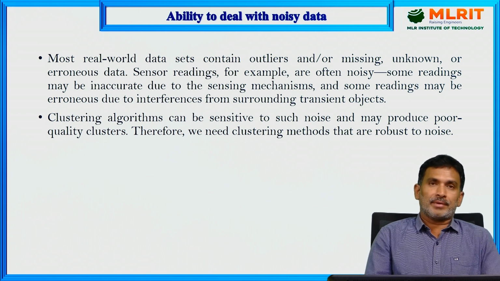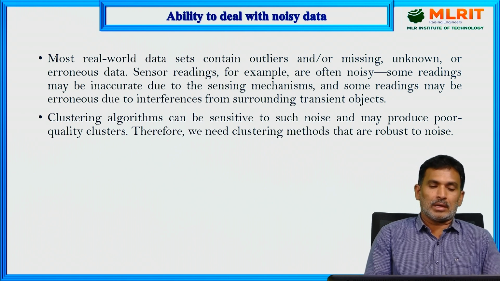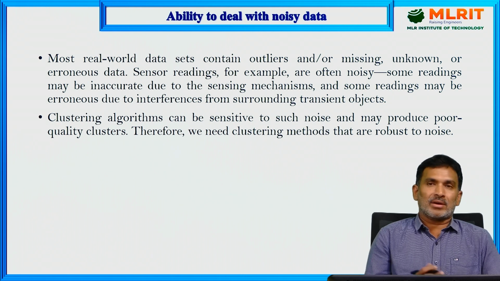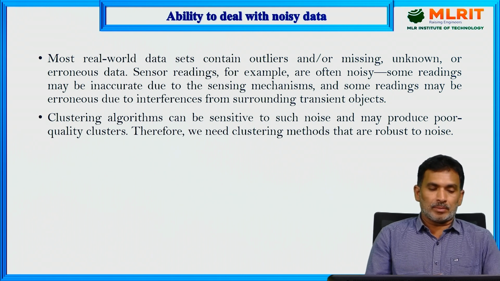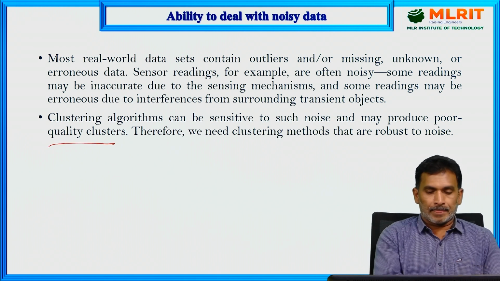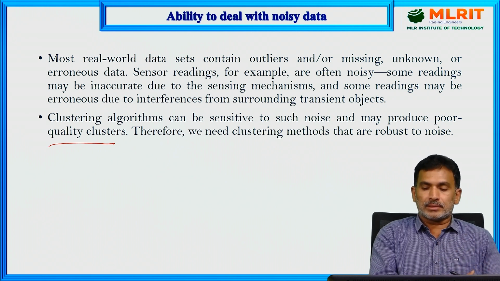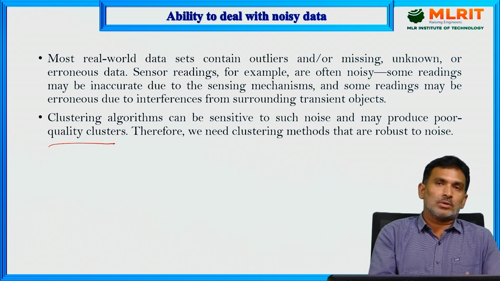For example, if you take sensor readings, these are often noisy because some readings may be inaccurate due to the sensing mechanisms, and some readings may be erroneous due to interference from the surrounding transient objects. So clustering algorithms can be sensitive to such noise and may produce poor quality clusters. Therefore we need clustering methods that are robust to noisy data.